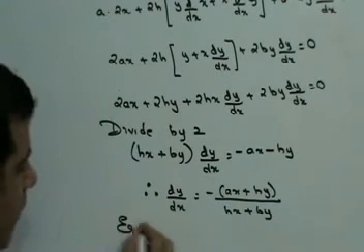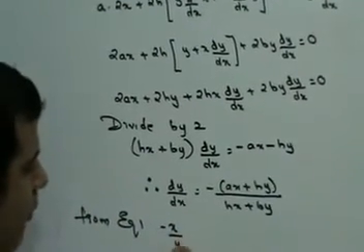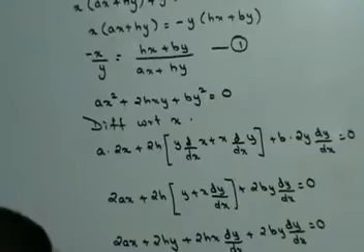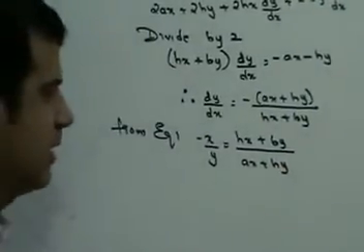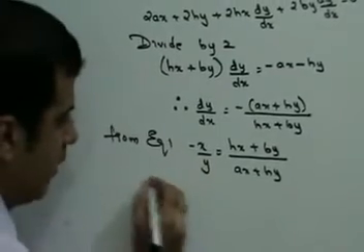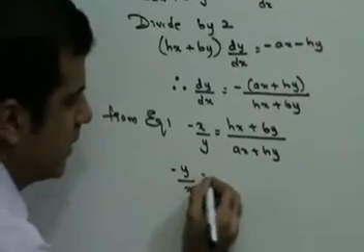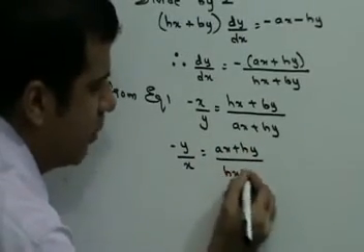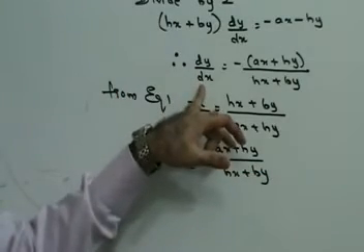From equation 1, I can say that minus x upon y is equal to hx plus by upon ax plus hy. Reciprocate this. If I reciprocate this, I'll get y upon x, minus y upon x is equal to ax plus hy upon hx plus by. And that is exactly what was my value of dy by dx.